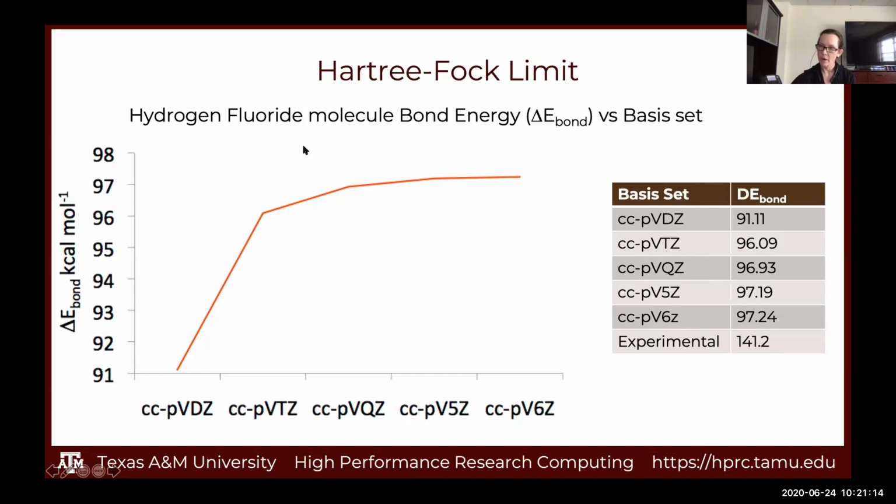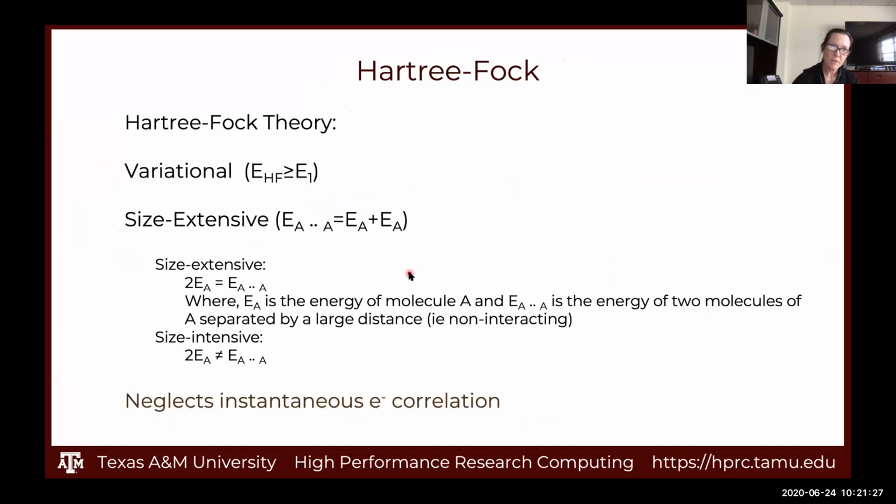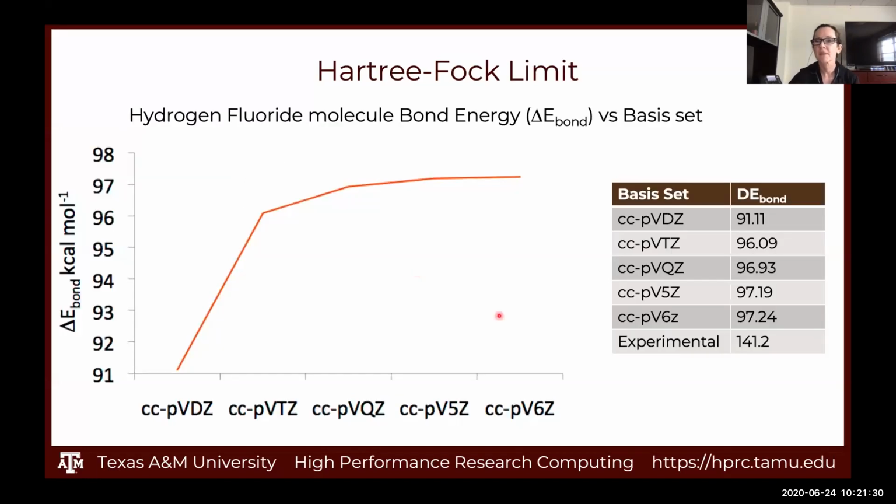Hydrogen fluoride bond dissociation, and bond dissociation in general, includes something called electron correlation. There's a lot of electron correlation energy when you are dissociating bonds. So this is as good as it's going to get for Hartree-Fock theory because it's missing this all-important electron correlation.